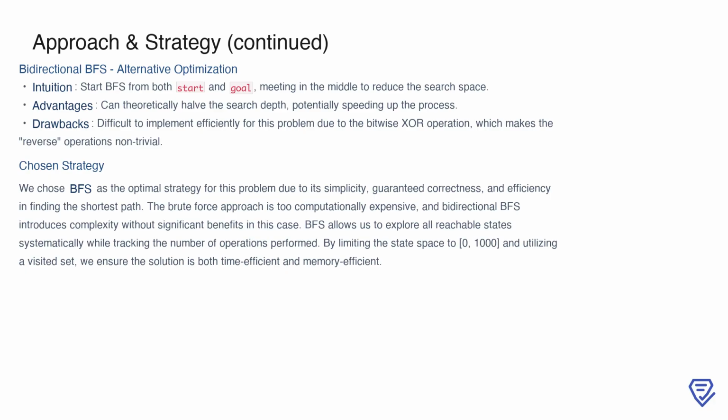However, for this specific problem, implementing bidirectional BFS becomes challenging due to the bitwise XOR operation. Unlike addition or subtraction, XOR lacks a straightforward reverse operation, which complicates the traversal from the goal back to the start. While theoretically promising, these implementation difficulties and the relatively small range of states make bidirectional BFS less practical than standard BFS for this problem.